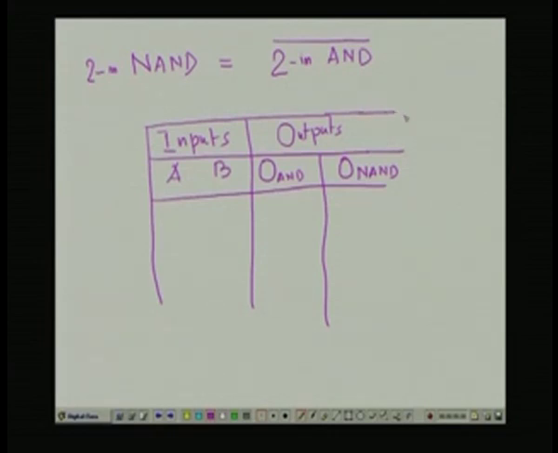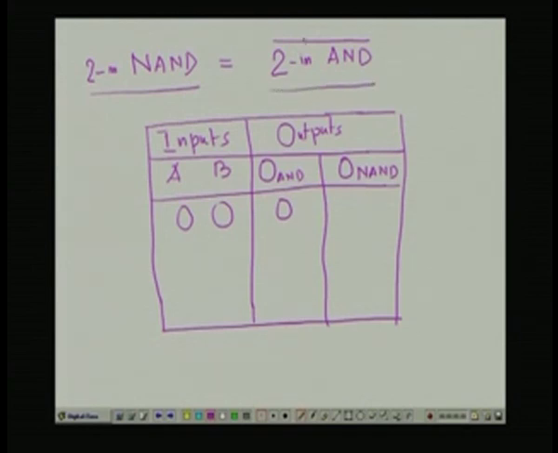Then see what will be the output. Say A and B: each can take 2 values, because 2 binary inputs means 2 squared, 4 combinations. If it is 0 0, what will be the AND? Obviously it will be 0, no path, and then it is the complement. So, 2 input NAND is the 2 input AND complement. So, 0 complement means this becomes 1.